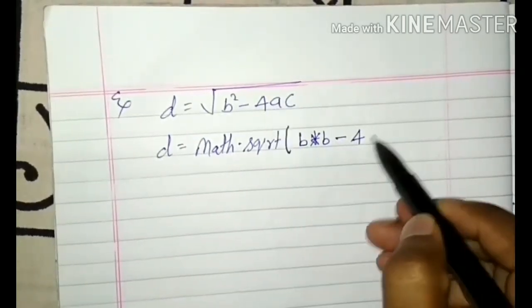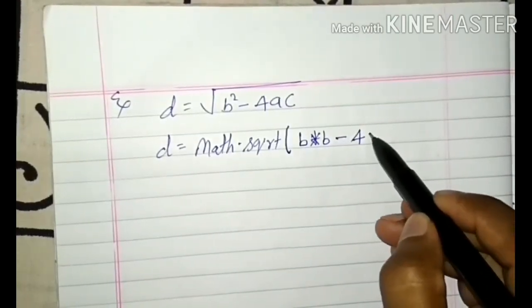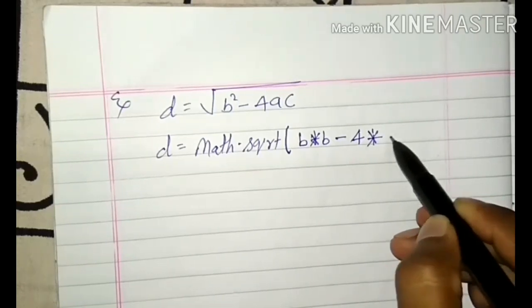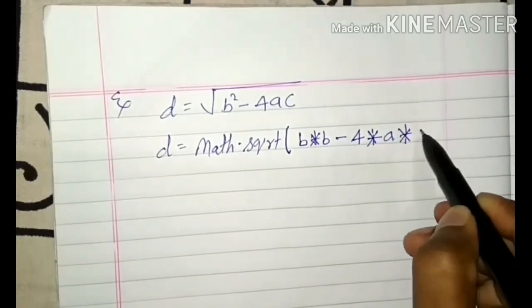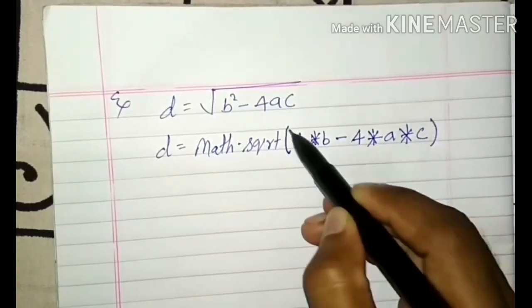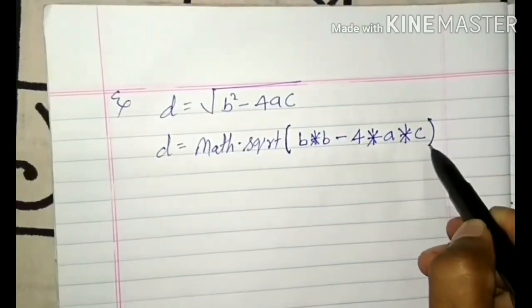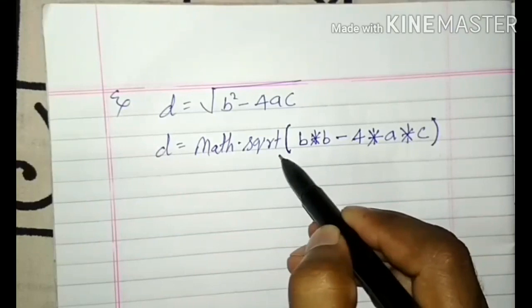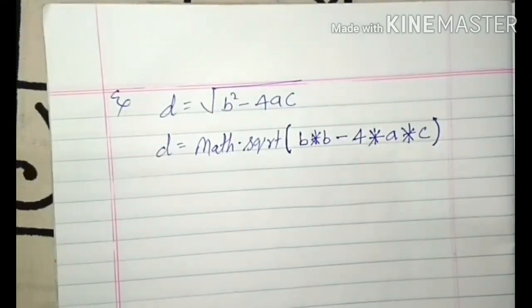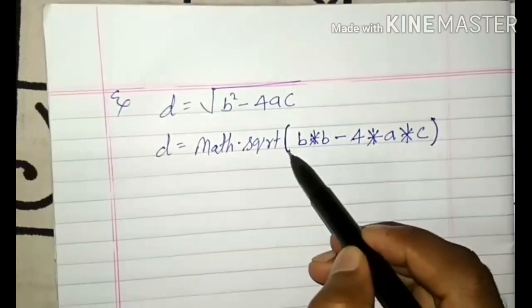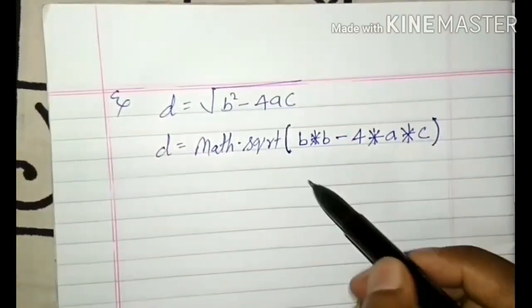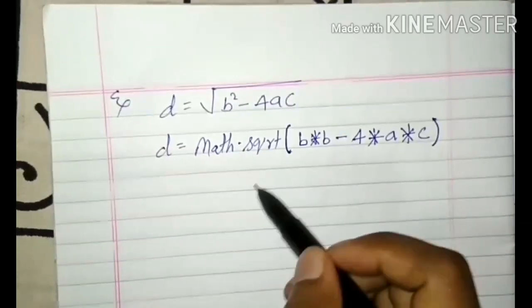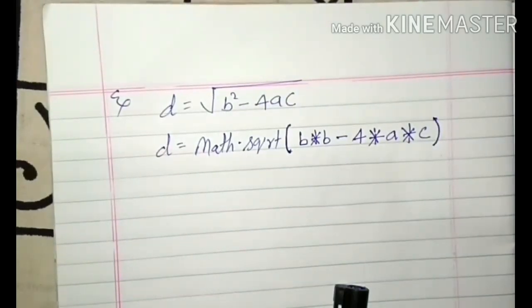If you write ac directly, the computer will not understand that, so you need to write 4 into a into c, then close the bracket. From this bracket to this bracket, it is considered as a square root, because this is the bracket of sqrt. I think you easily understand this point. If you have any doubt, you can contact me, you can message me. This is the way by which we can convert any mathematical expression into the Java expression.